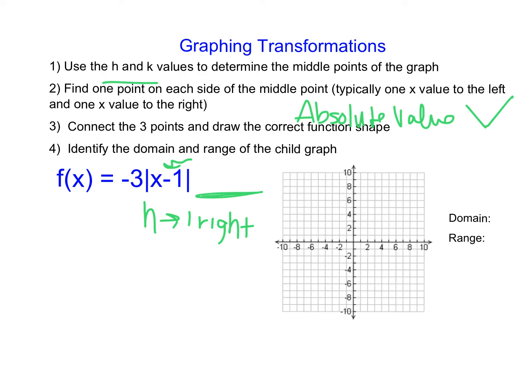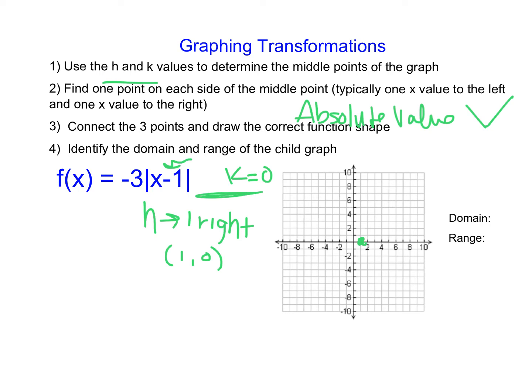Then, because there's no k value here, there's nothing being added on the outside of that absolute value symbol, k is really equal to 0. And what that's telling us is our graph isn't moving up or down. It is staying right where it is after it's moved right 1 unit. So our middle point here is going to be x is 1 because we're moving 1 to the right, and y is 0 because we're not moving up or down. So there is our middle point.